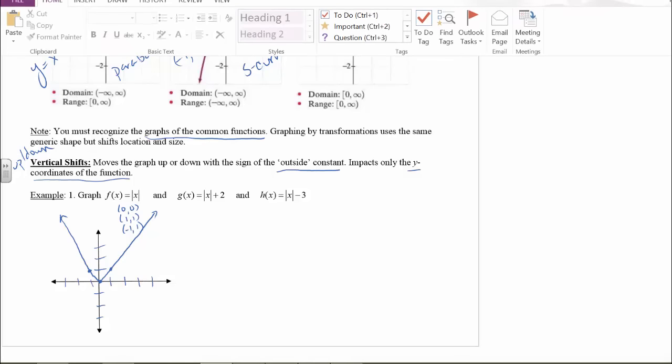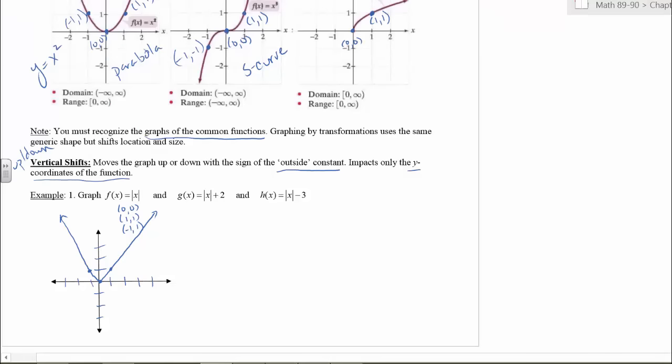So now what's the difference? I'm going to switch colors here. What's the difference for this guy? Well, we added 2 in the back of the absolute value. And so what that's going to do is it's going to shift our entire graph up 2 units.